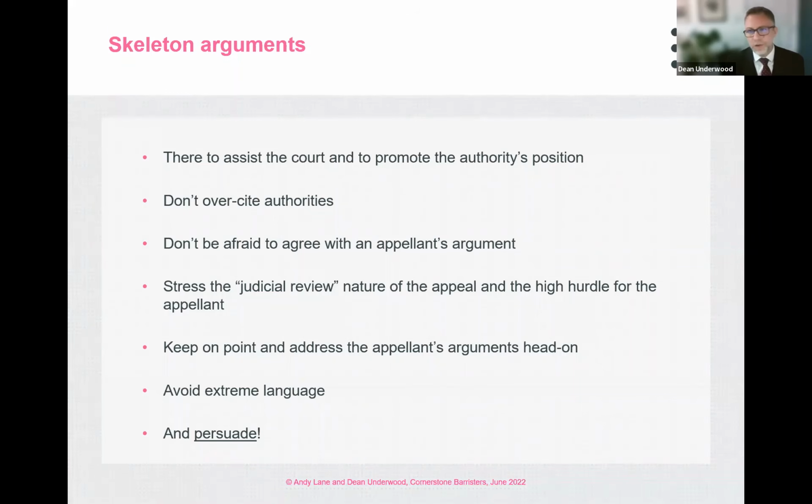And of course, fundamentally, the skeleton argument's job is to persuade the court as to the local authority's position. So just make sure that any skeleton argument settled on your behalf does exactly that. And don't be afraid to come back to counsel, whether it be me or Andy or indeed anyone else you instruct, and say, look, I think we could perhaps deal with this in a more persuasive, more effective way, because certainly I know both Andy and I are open to constructive feedback about any document that we draft.